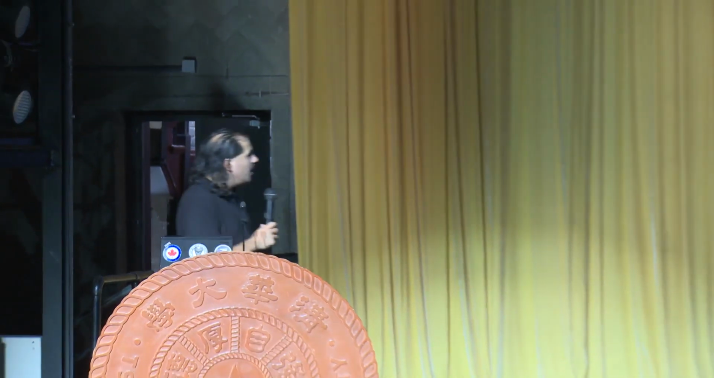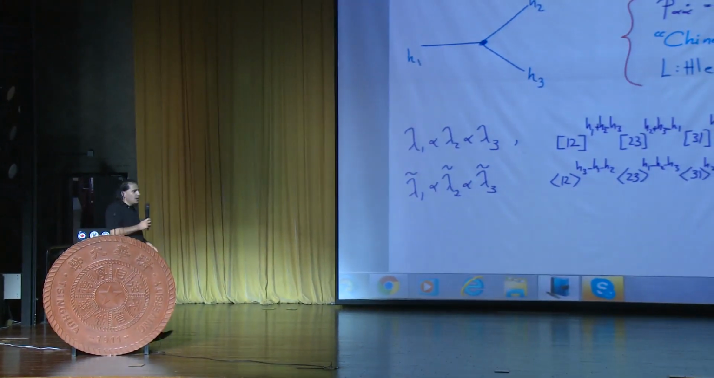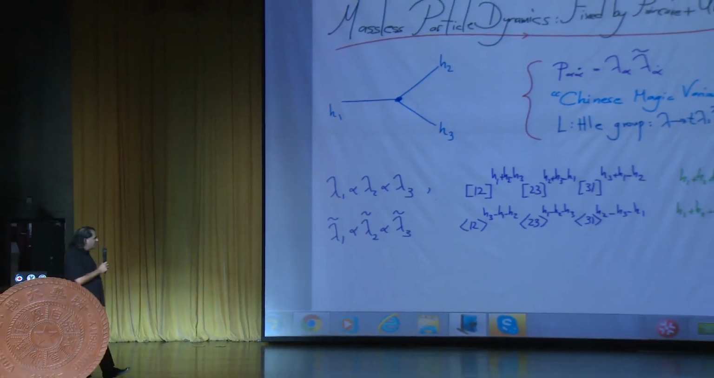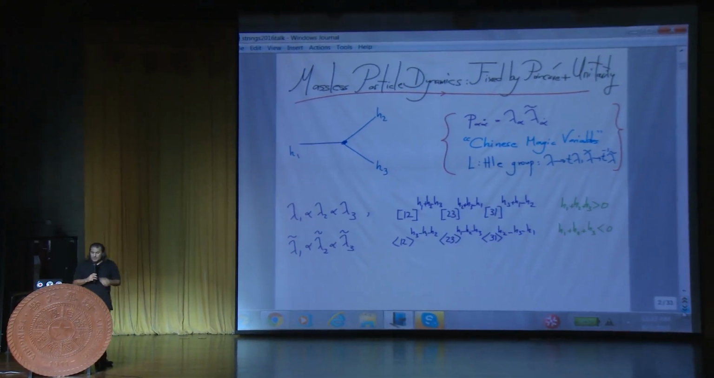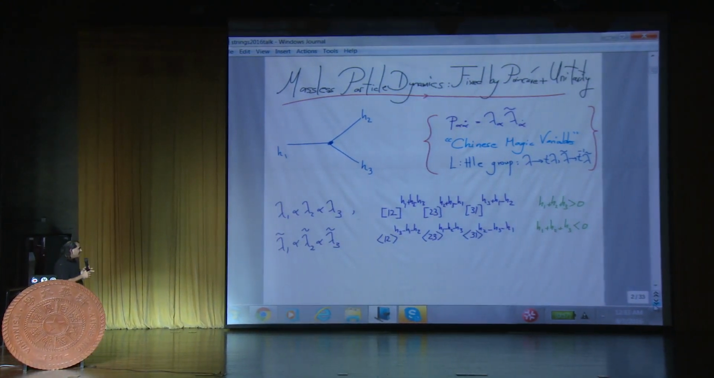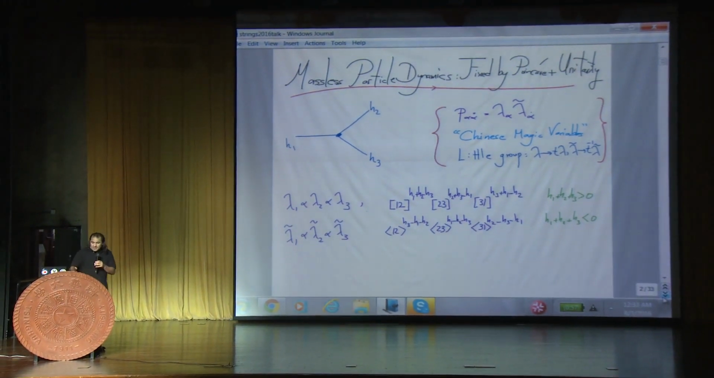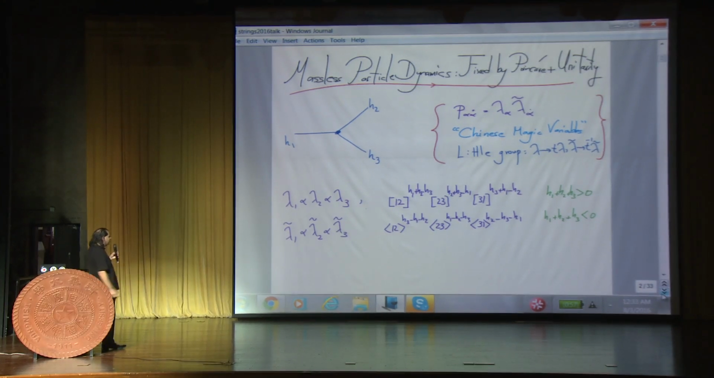And I want to begin by reminding you that the dynamics of massless particles at low energies is largely fixed by Poincare invariance and unitarity. In 4 dimensions especially, we can use the famous spinor helicity variables in order to talk about massless particles. These variables were actually introduced by Chinese physicists in the 1980s, and back then they were called Chinese magic variables. Conceptually, what's important about them is that they make it easy to represent the action of the little group as simply rescalings of these lambda and lambda tilde variables.